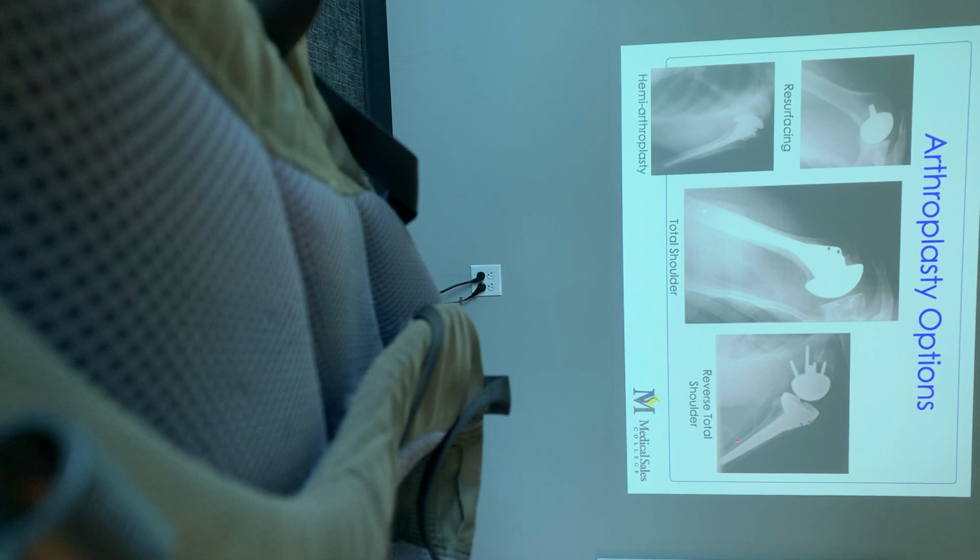Of course, we know about the reverse shoulder. It's just that the large glenosphere is anchored into the glenoid, and this deep cut, much deeper than a standard glenoid component on the humerus, gives it much greater stability.